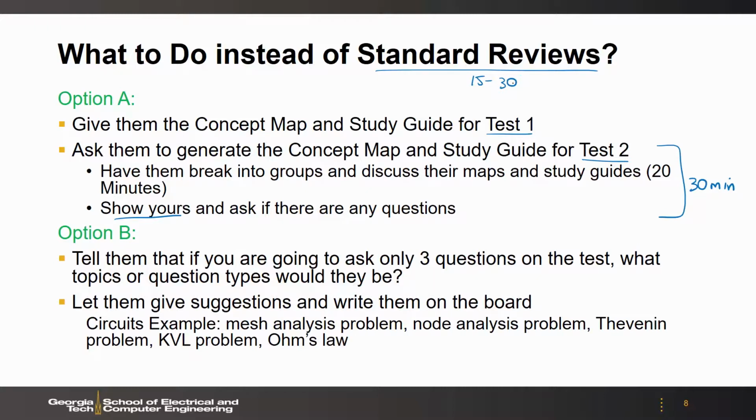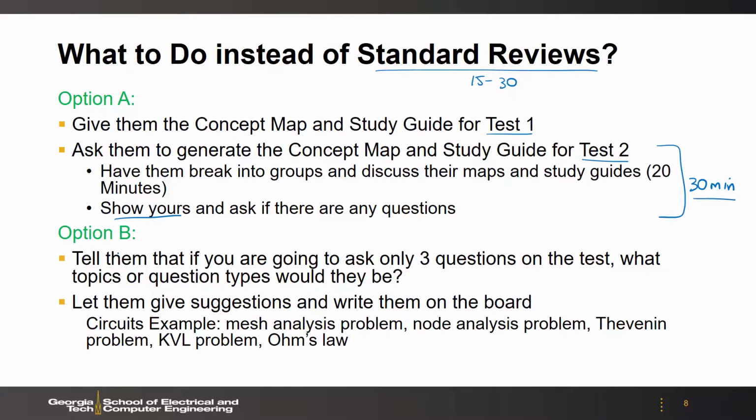And so if you're saying this is passive, you're just saying stuff to them and they're not really activating their memory or organizing material themselves, versus this, where they are forced to do the organization and get some feedback from other students and from you, whether they did it correctly. So this is a more effective way of doing it.